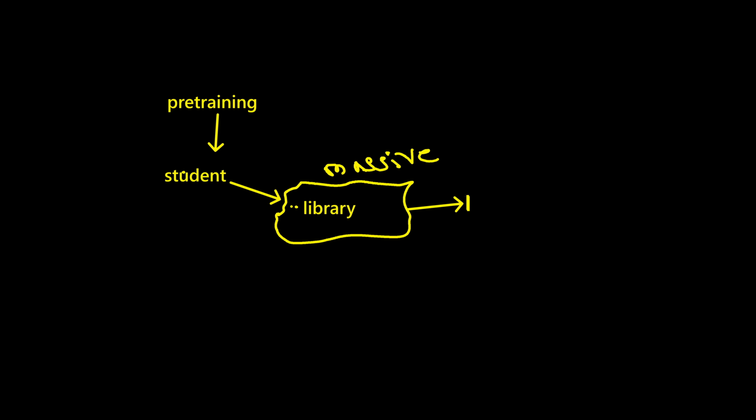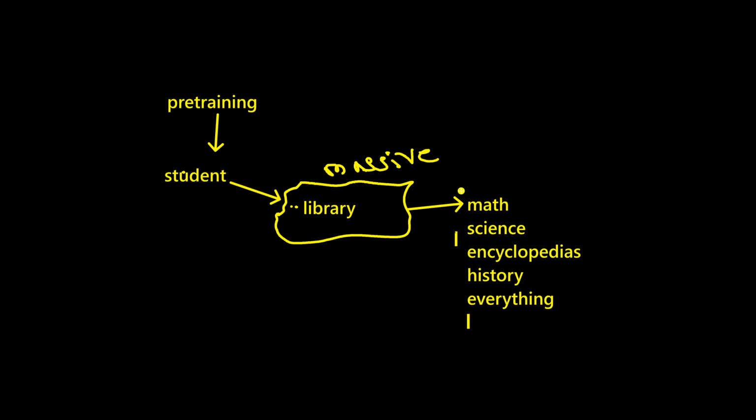Basically, this is essentially like locking a student in a massive library and making them read, I don't know, years and years of math, textbooks, science journals, encyclopedias, history books, just everything. Okay. And yeah, don't forget to destroy those copies. So in the pre-training phase, AI is just absorbing massive amounts of raw general knowledge.